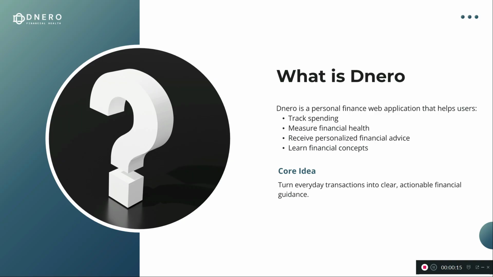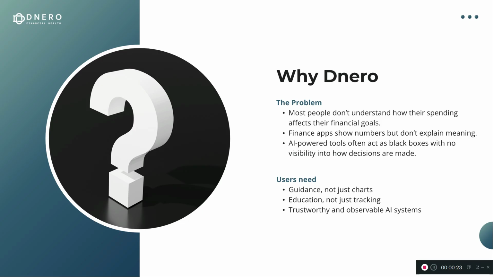Dnero is a personal finance app that turns everyday transactions into practical financial guidance. It tracks spending, measures financial health, and users can learn useful financial concepts. The problem is most people do not understand how spending affects their financial goals, so they need guidance, not just charts, education, not just tracking.